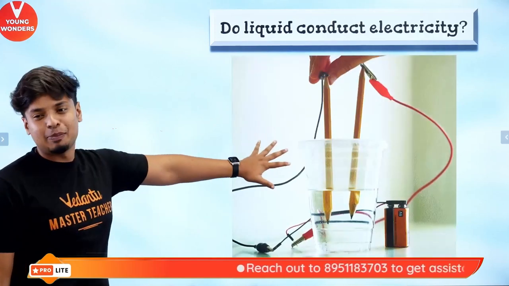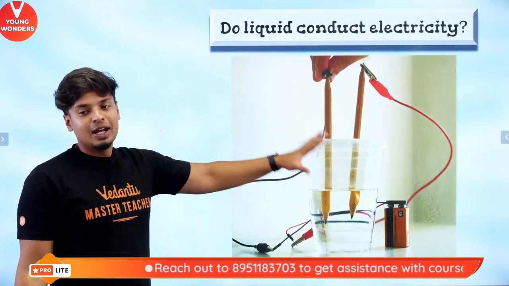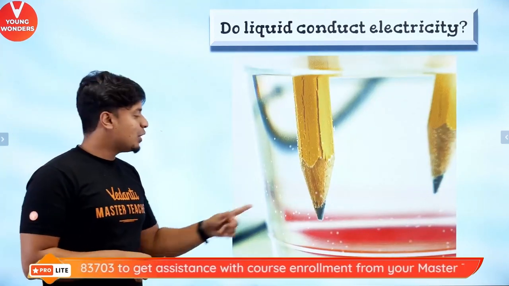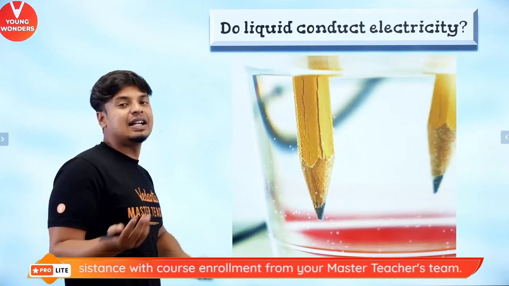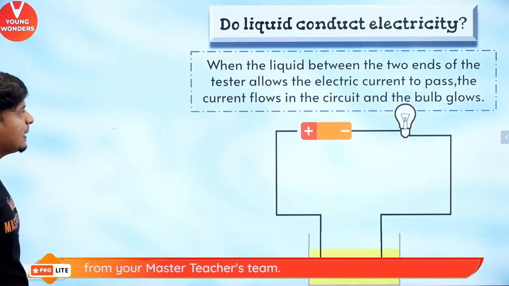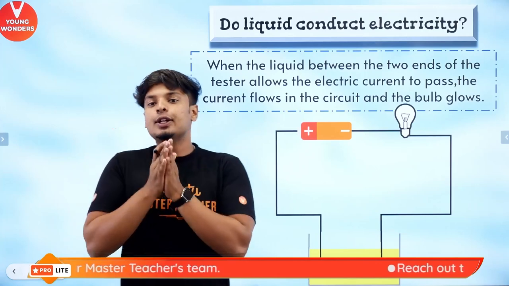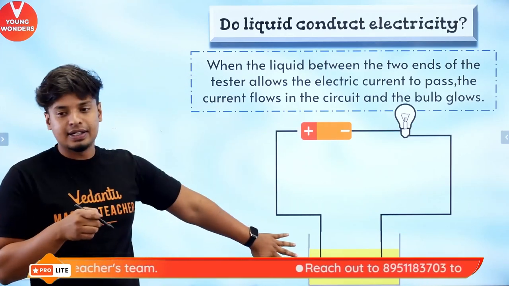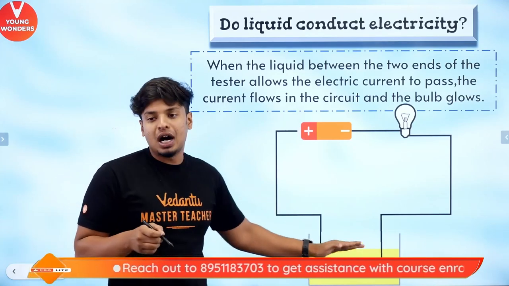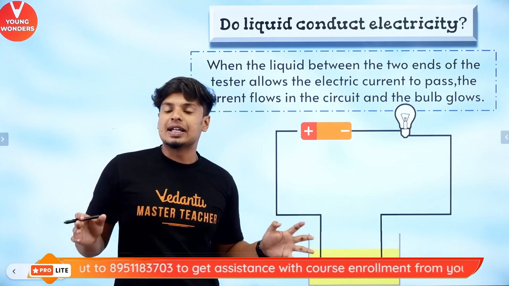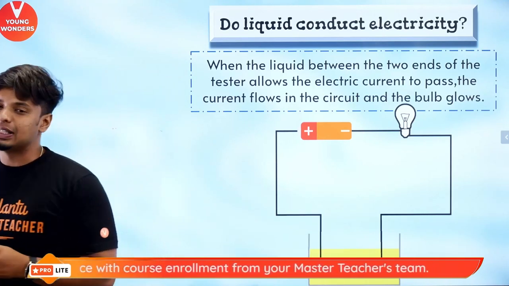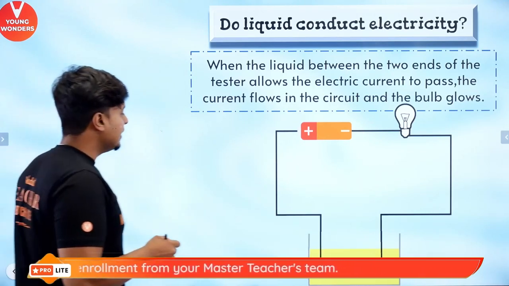You guys can use this setup. If you have two pencils, one small battery, and a couple of wires, you can do this activity in your house. Because these are made up of graphite, basically carbon rods, a replica of carbon rods. Now, let's go forward. When the liquid between the two ends of the tester is allowing the electric current to pass, the current flows in the circuit and the bulb glows. That means that liquid is a conductor of electricity. Next one.